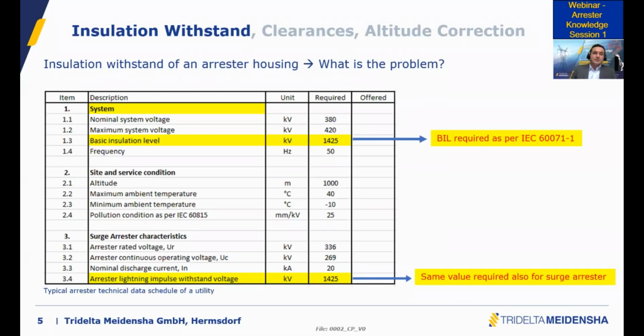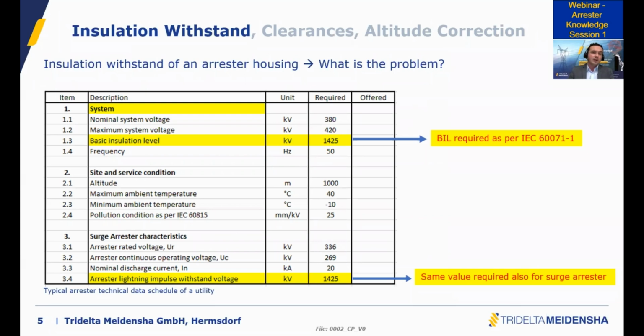Okay, so let's start with a concrete case or a concrete issue that surge arrester manufacturers are facing. Basically, you have a specification that defines the ratings for the surge arresters.